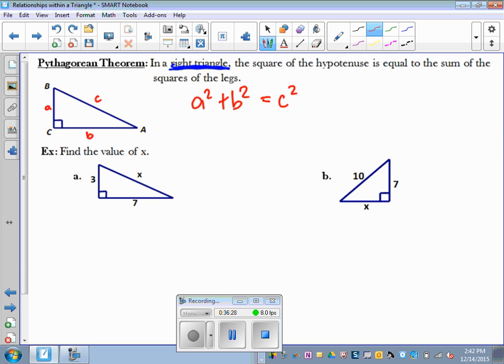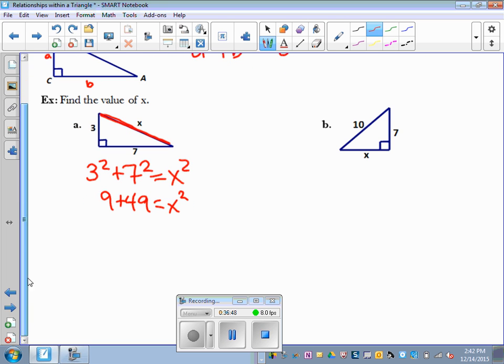Okay, so our first one says find the value of x. What equation am I going to set up here for letter A? 3 squared plus 7 squared equals x squared. Good. This is my hypotenuse, side x. So 3 squared plus 7 squared is x squared. That gives me 9 plus 49. And what is 9 plus 49?